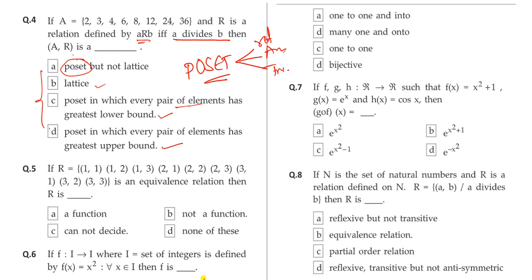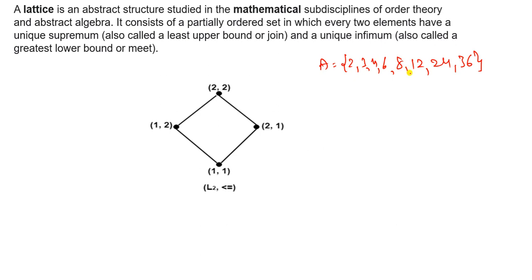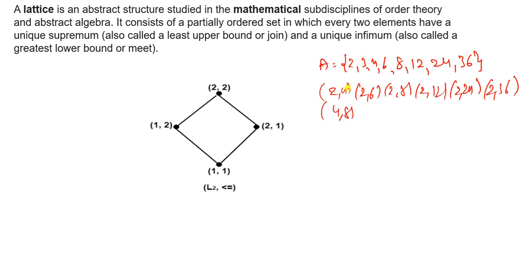First find out the elements for the fourth question. A equal to {2, 3, 4, 6, 8, 12, 24, 36}. So A divides B. 2 divides 3? No. 2 divides 4, yes. 2 divides 6, 2 divides 8, 2 divides 12, 2 divides 24, 2 divides 36. Similarly, 4 divides 8. Come to the second element, 3. 3 divides 4? No. 3 divides 6, 3 divides 12, 3 divides 24, and 3 divides 36.